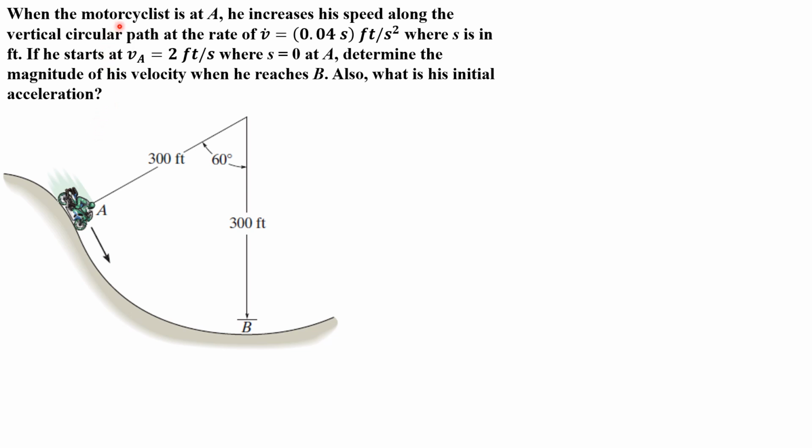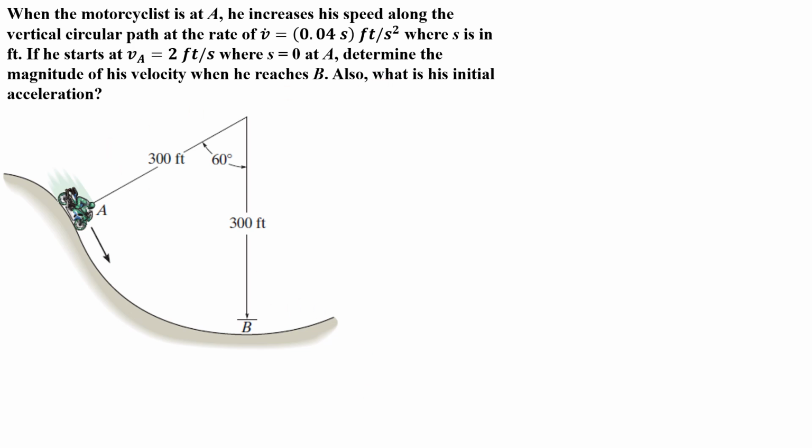We have a question here on normal and tangential components of acceleration. A motorcyclist at A increases his speed along the path at the rate of 0.04 s feet per second squared, where s is in feet. If he starts at A with 2 feet per second, and s is 0 at A, determine the magnitude of his velocity when he reaches B and the initial acceleration.